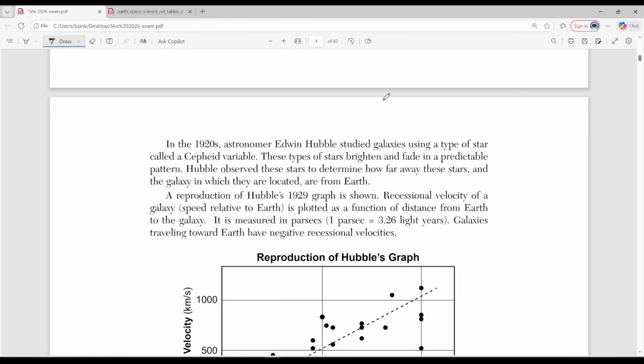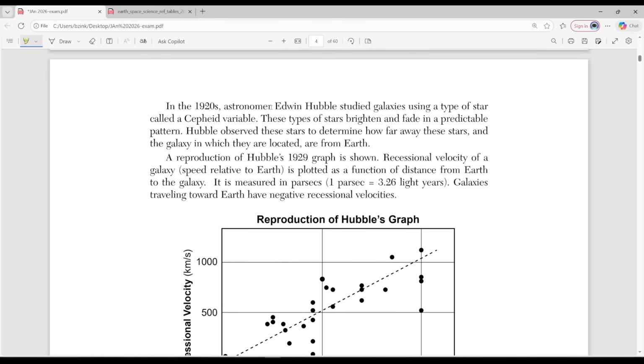Let's see how we do. All right, in the 1920s, we're going to grab our highlighter. Astronomer Edwin Hubble studied galaxies using a type of star called a Cepheid variable. Cepheid variable. I've never heard of this before, but it's probably going to tell us what it is. These types of stars brighten and fade in a predictable pattern. Hubble observed these stars to determine how far away these stars and the galaxy in which they are located are from Earth. So we can find the galaxy and how far from Earth.